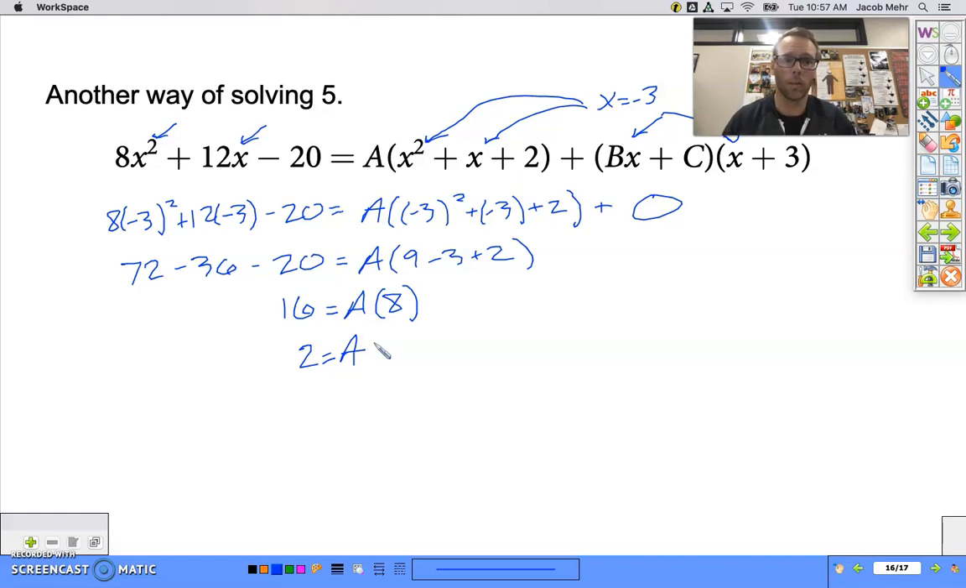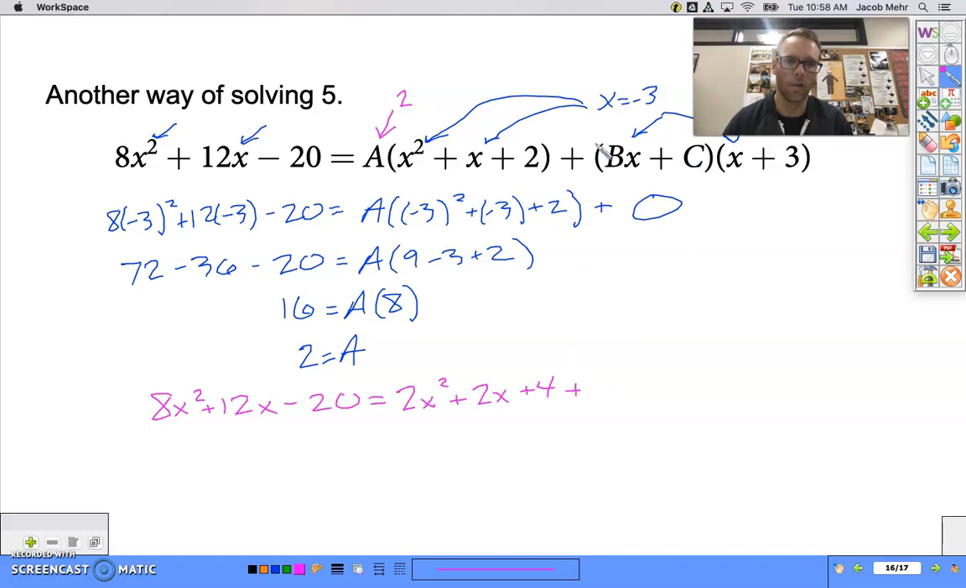So look how quickly we're able to get a there by recognizing if we substitute negative 3, it gets rid of this bx plus c part. Now, how do we figure out b and c? Well, we now know a is 2. So this allows us to come back and substitute a 2 in for the a. And if I put a 2 in there, it now gives me, when I distribute, 2x squared plus 2x plus 4. I'm taking that 2 and distributing it in.